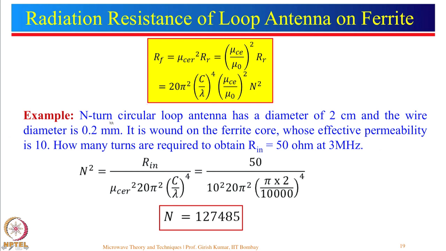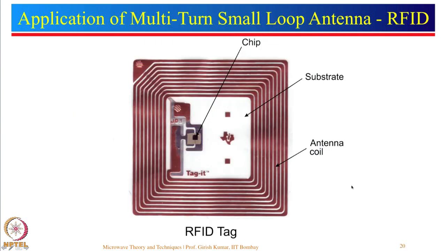So let's just take an example here. An N-turn circular loop antenna has a diameter of 2 cm, and wire diameter is 0.2 mm. It is wound on a ferrite core whose effective permeability is 10. Now the question is, how many turns are required to obtain R input equal to 50 ohm at 3 megahertz? And if you use this particular expression, you get N equal to this. You can see that it is really a very, very large number. And now just imagine if we had not wrapped it around a ferrite core, this number would have increased by a factor of 100. So you can see the importance of using a ferrite core. However, in practice, we may take a larger diameter, and by taking a larger diameter, we can reduce the number of turns significantly.